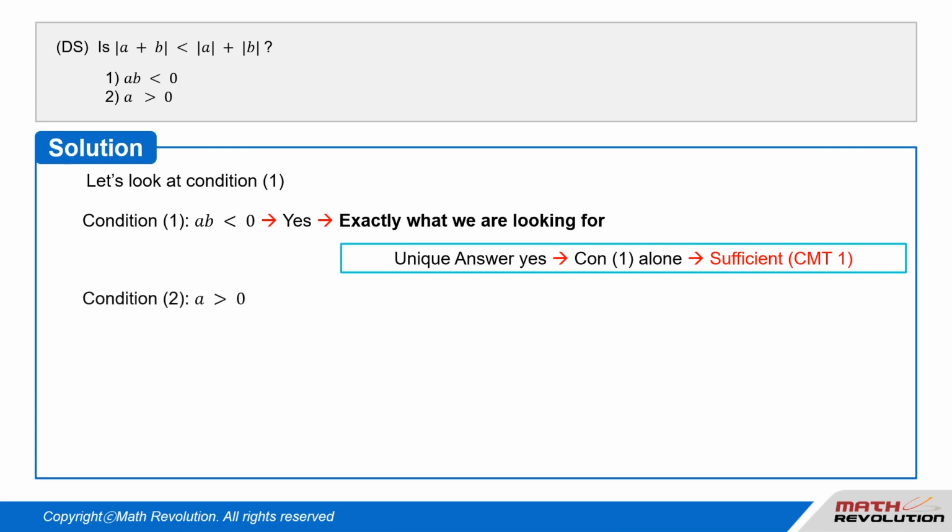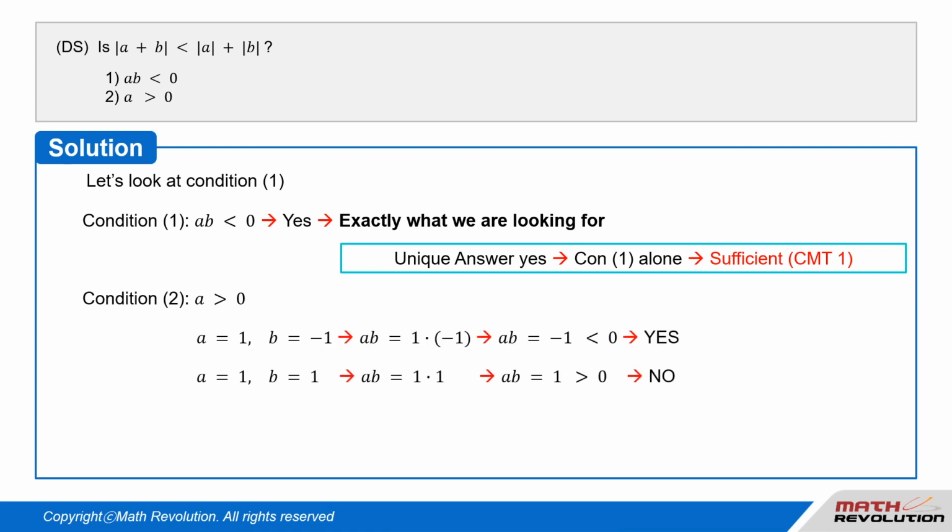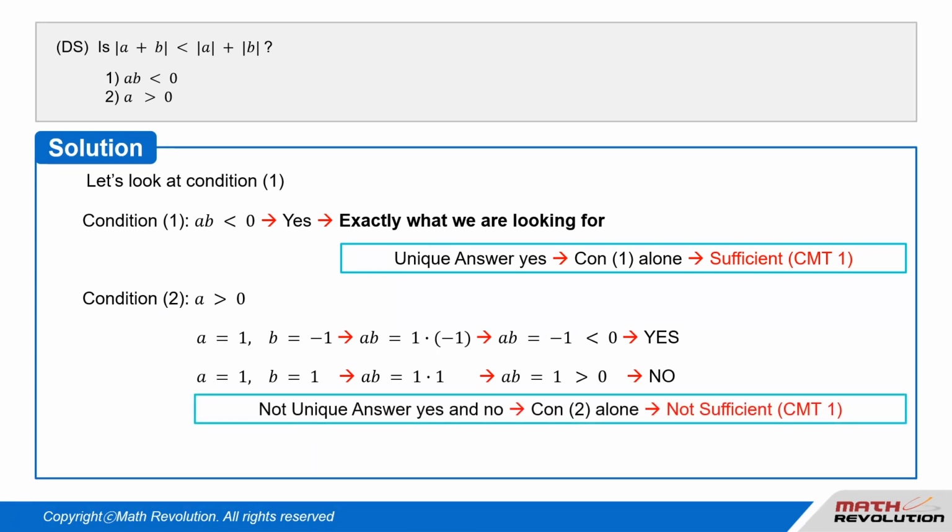Condition 2 tells us that A is greater than 0. If A equals 1 and B equals -1, then A times B equals 1 times -1 equals -1, which is less than 0. Yes. But if A equals 1 and B equals 1, then A times B equals 1 times 1, which equals 1, which is greater than 0. No. The answer is not unique, yes and no, so it is not sufficient by the common mistake type 1, which means that you get both yes and no as the answer.